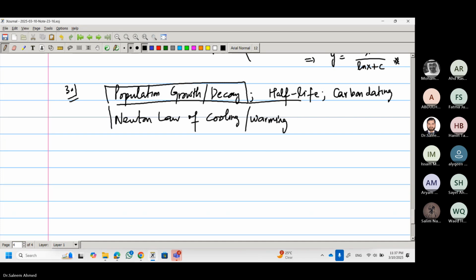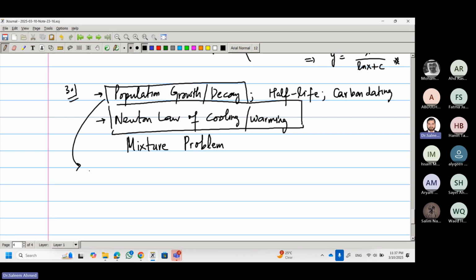Okay. These two. And then there is a mixture problem as well. So there are a lot of problems, but I think these two will give you enough practice. Right. So just concentrate on these two.